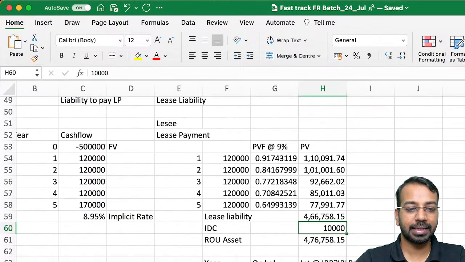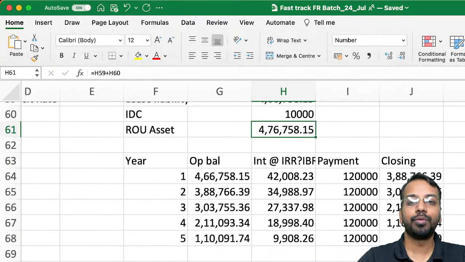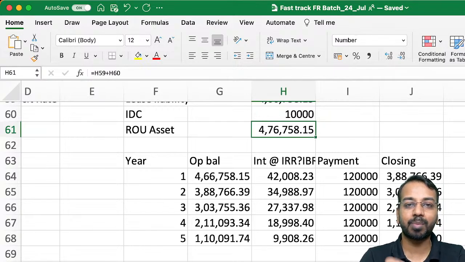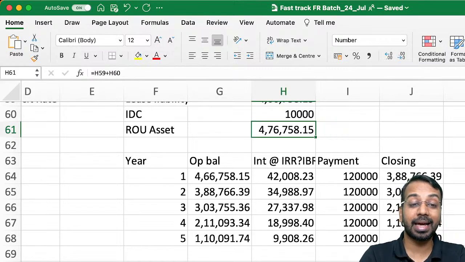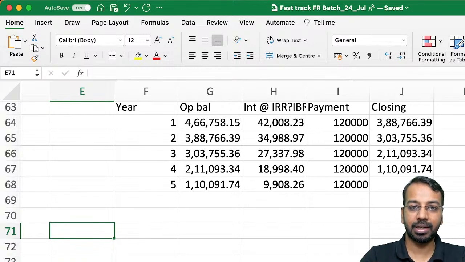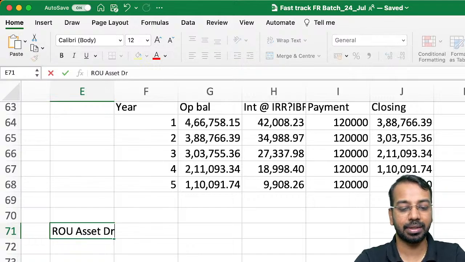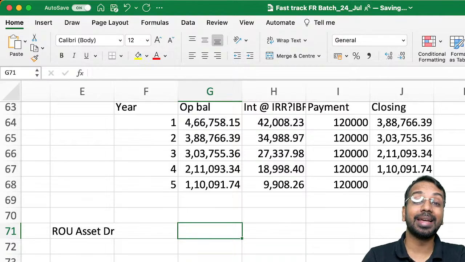Now, once we have determined that we have a right of use asset and a lease liability, how do we initially recognize it? Whenever we say recognize, it means passing a journal entry in the books of accounts. So we are talking about recognizing a lease transaction in the books of the lessee. Initially, when the lessee enters into a transaction, the first entry that he will pass is ROU asset debit. ROU asset is nothing but right of use asset.